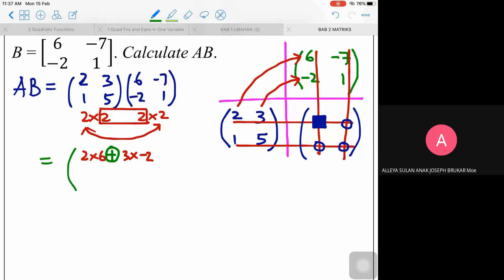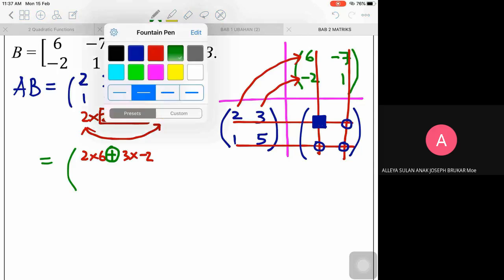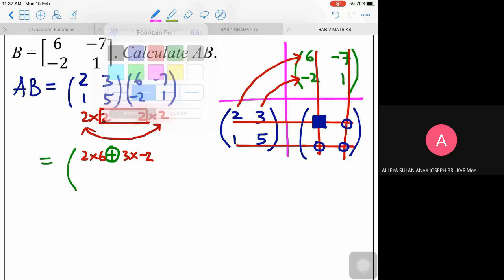So this is the way we do the multiplication: 2 times 6, 3 times -2. Sometimes we have more than 2, and sometimes we only have 1. If we only have 1, we just multiply. But here there are 2, so we need to do the addition between them. This is for the first element. Now we do the second element. For this one, look at what I shade here in pink.